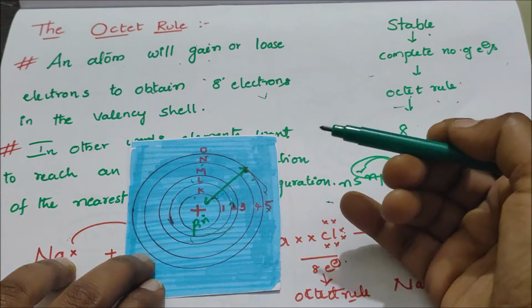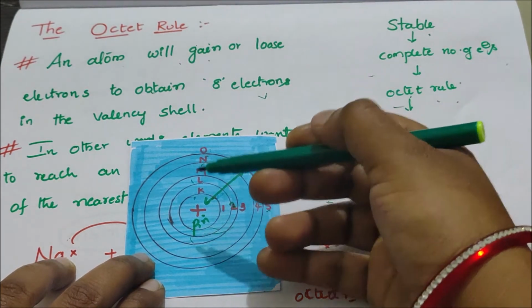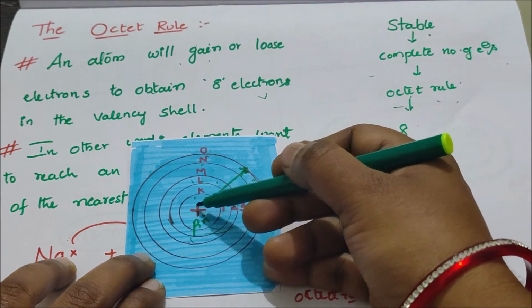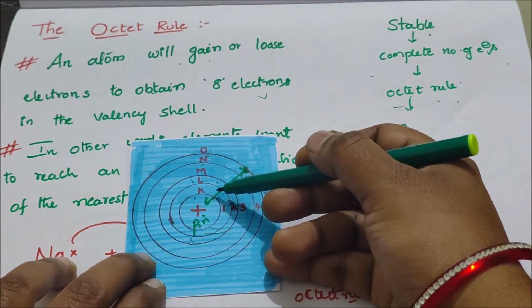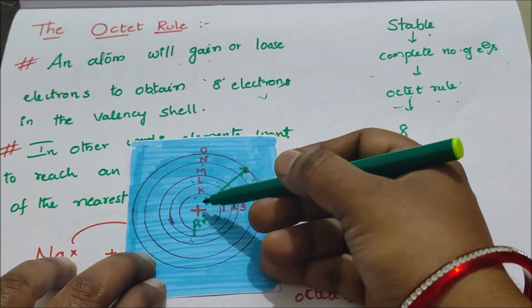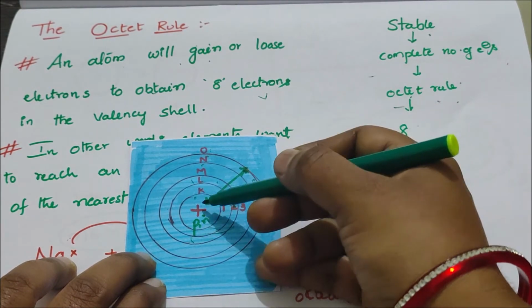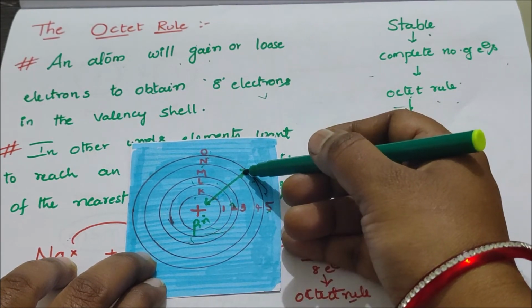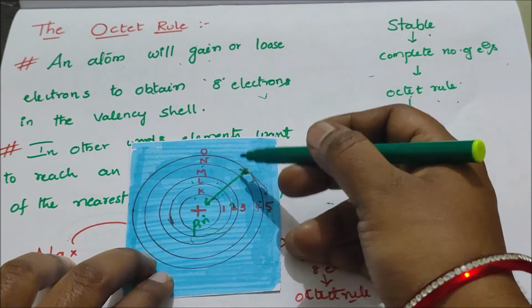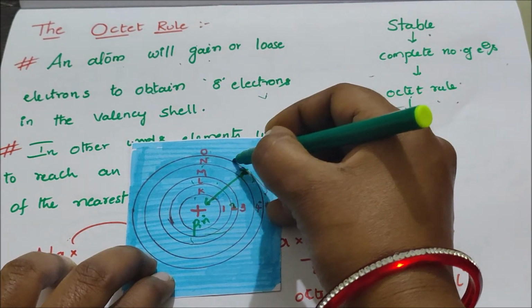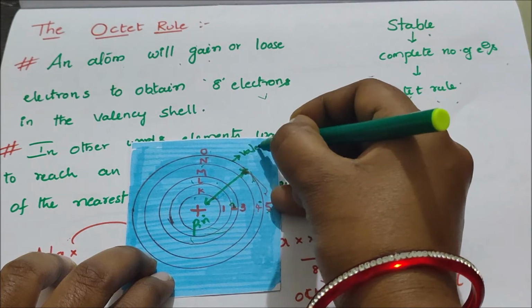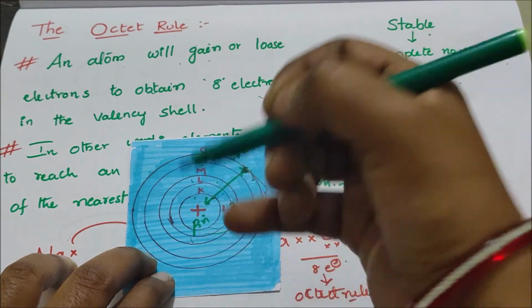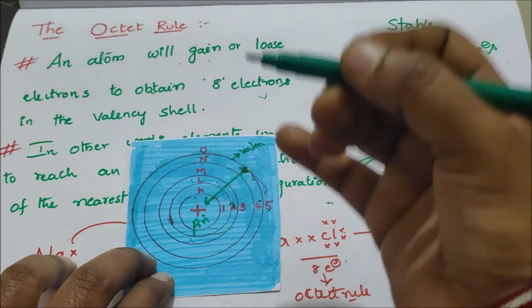And what is the outermost shell? What is the innermost shell? The shells very near to the nucleus are called inner shells. The shell farthest from the nucleus is called the outermost shell or last valency shell. The electrons in the valency shell are called valency electrons.